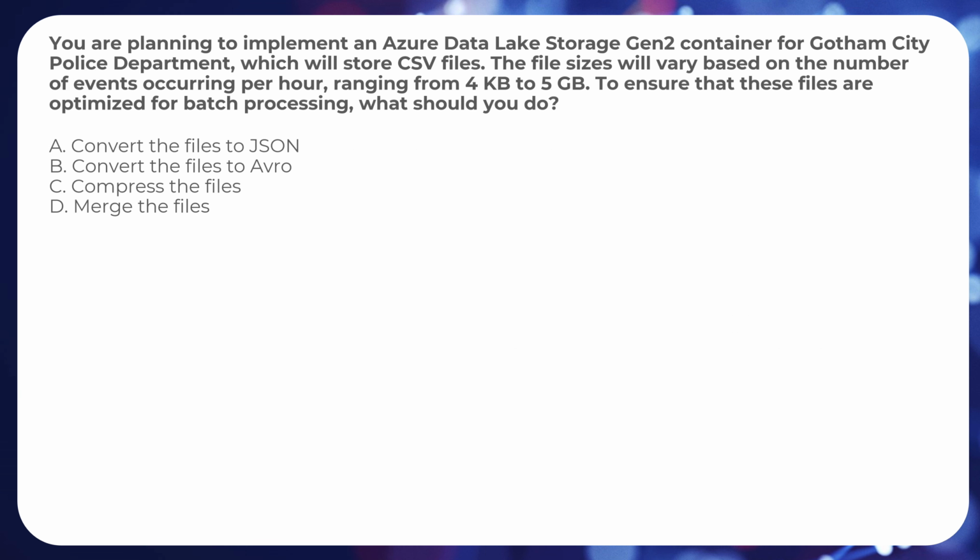You are planning to implement an Azure Data Lake Storage Gen 2 container for Gotham City Police Department, which will store CSV files. The file sizes will vary based on the number of events occurring per hour, ranging from 4 kilobytes to 5 gigabytes. To ensure that these files are optimized for batch processing, what should you do?